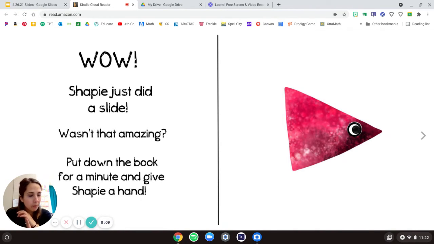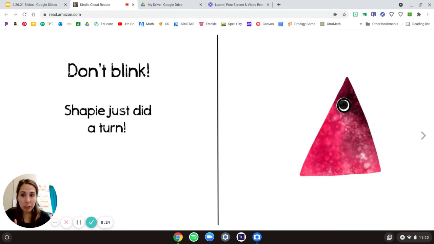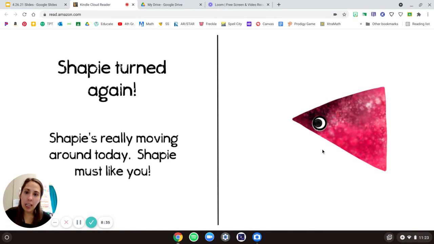Good job, Shapey. What word could we say instead of a slide? What's one of our new vocabulary words we know? Translation. Remember that SL in translation means slide. Good. Don't blink! Shapey just did a turn! What do we call it when it can turn around? A rotation. Good.